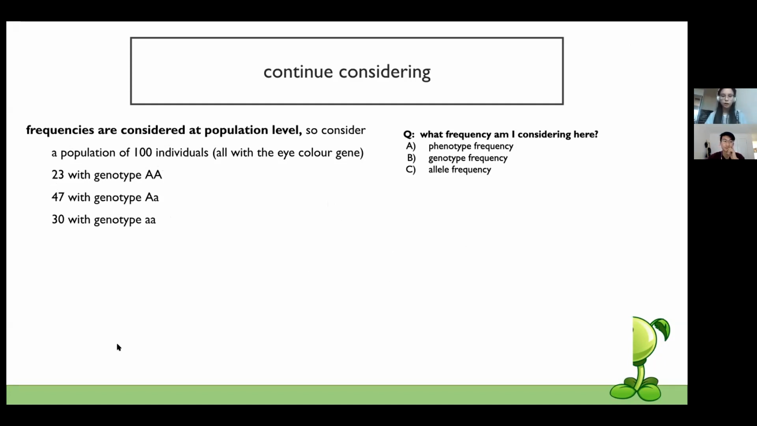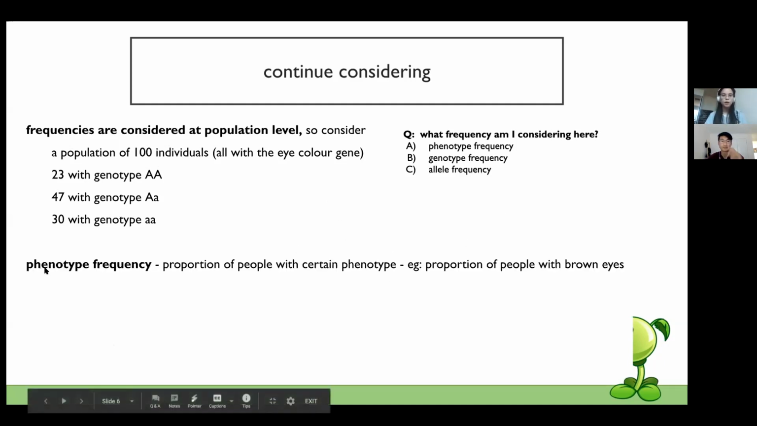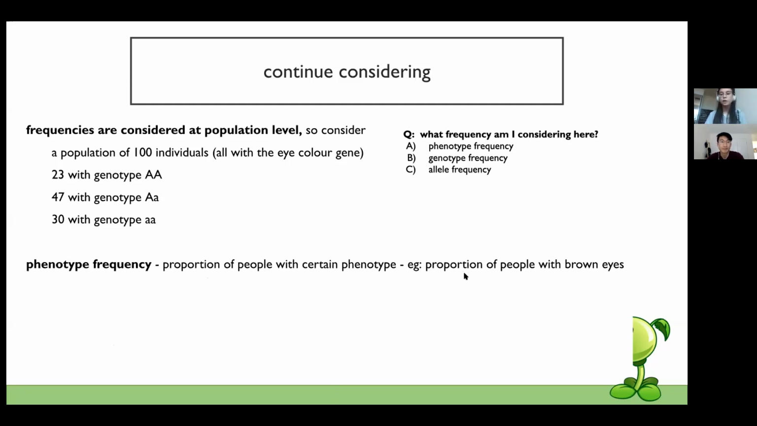Okay, so all right, so we're going to look at phenotype frequency. For this one, we're going to look at people with brown eyes. So if I tell you that the allele big A codes for brown eyes and is dominant, and the allele little a is coding for blue eyes and is recessive, then which genotypes would I look at to find the people with brown eyes?